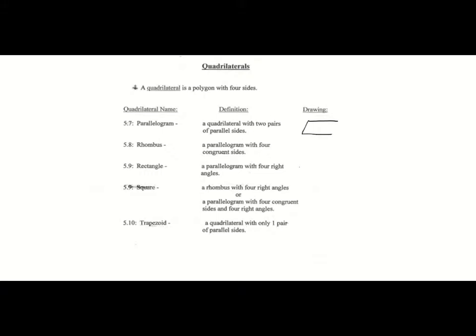In our last 4 sections of this unit, we are going to talk about a couple different types of quadrilaterals. And remember, a quadrilateral is a polygon with 4 sides. So in our section here, we're going to talk about parallelograms. And a parallelogram looks like this. It's got 2 sets of parallel sides.